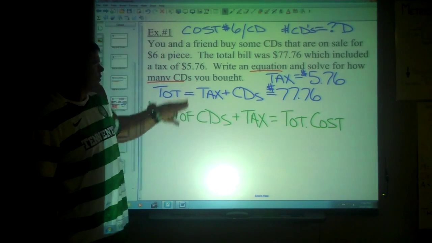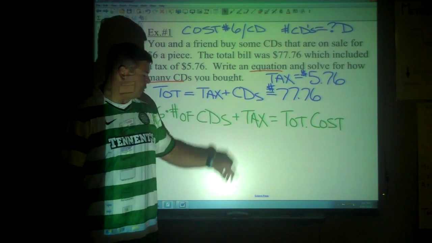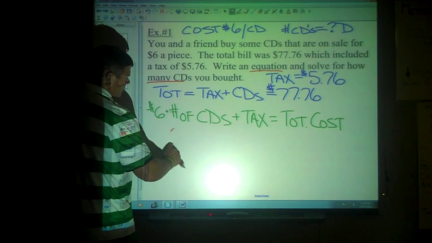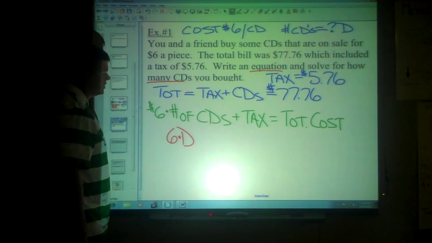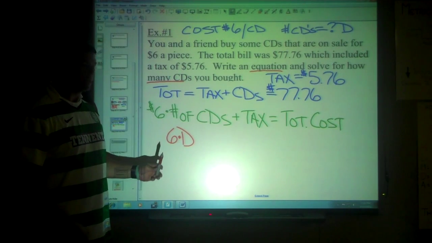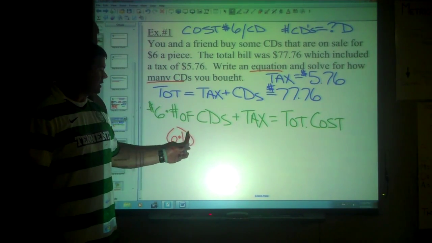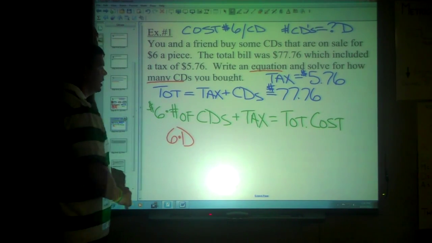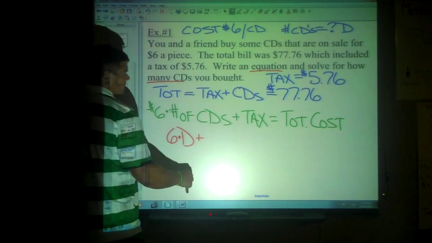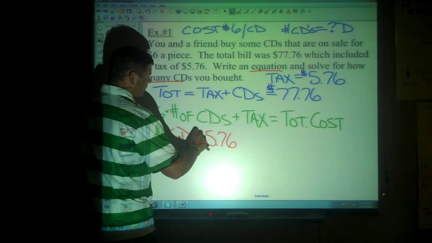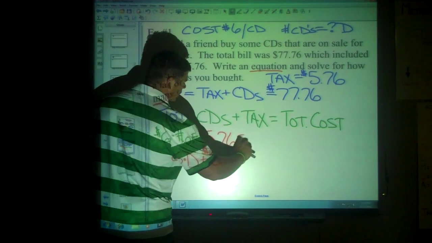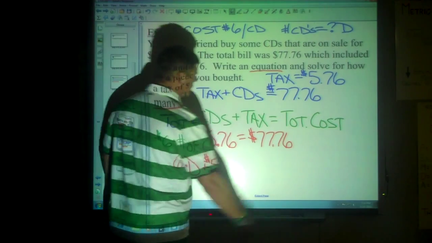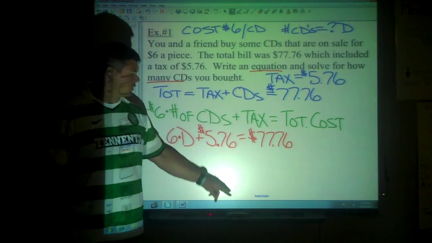Now we're going to take the values and see if we can sub them in for what we do and don't know, and we can go from there. We don't know the number of CDs, so we said we're calling that D. So that's now 6 times D. If we bought 1 CD, it'd be 1 times 6, $6. If we bought 5 CDs, it'd be 5 times 6, $30. This represents the amount of money spent on CDs. Plus the tax is $5.76. And we know that equals the grand total of $77.76. So we should be able to solve from here.